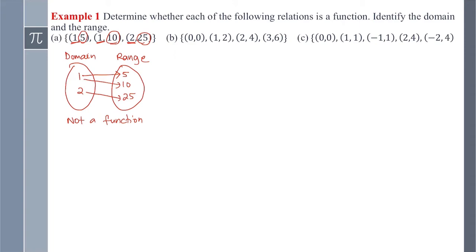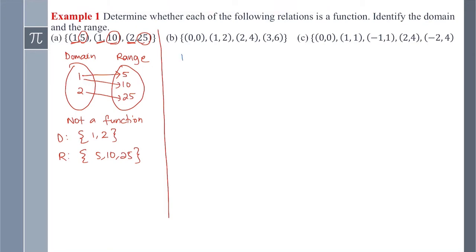So the domain, we can just list the domain. The domain is the elements in the first set, which is 1 comma 2. Again, if you have repetition, we just write it once. And the range, we have 5, 10, and 25. So that's the first one. Let's look at the second one.